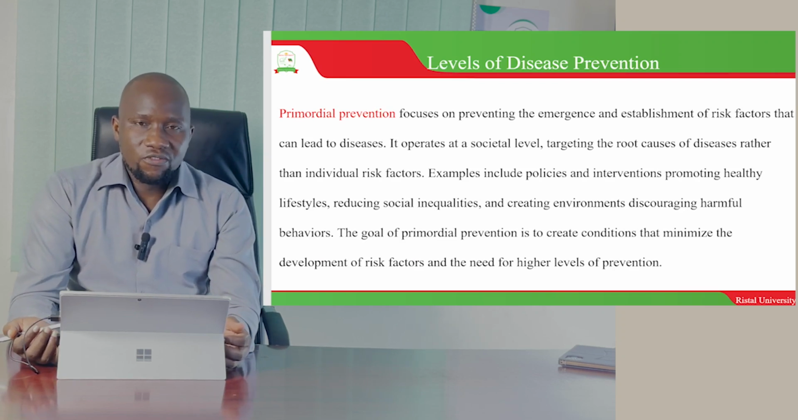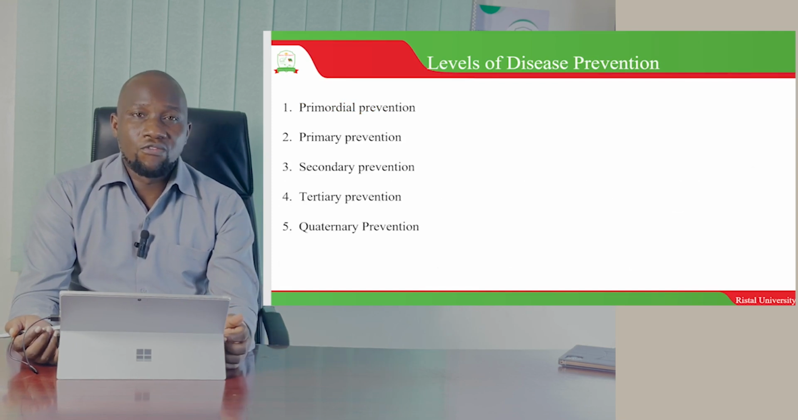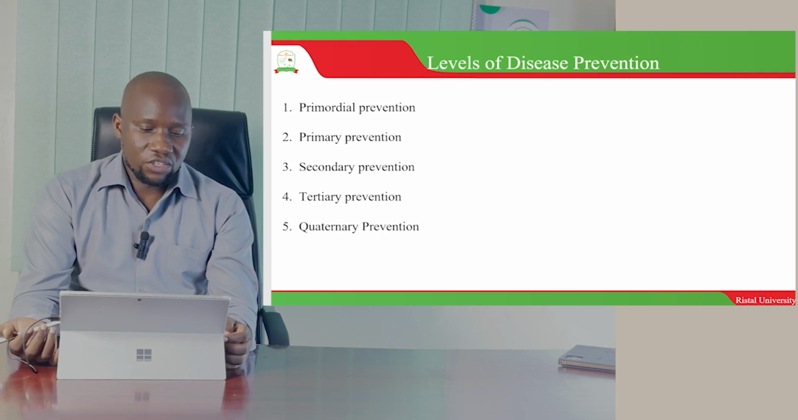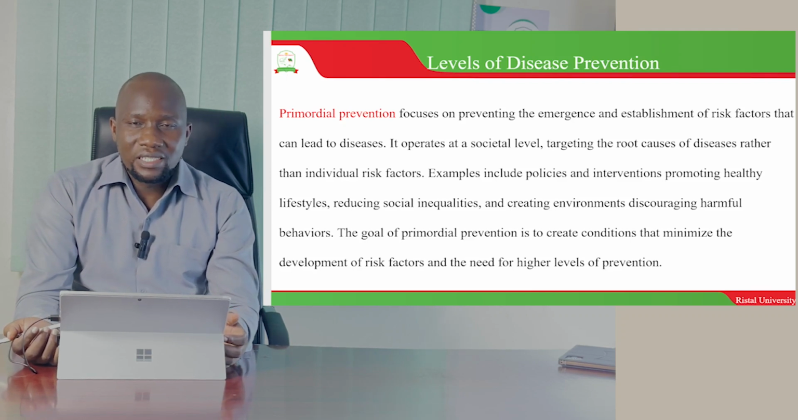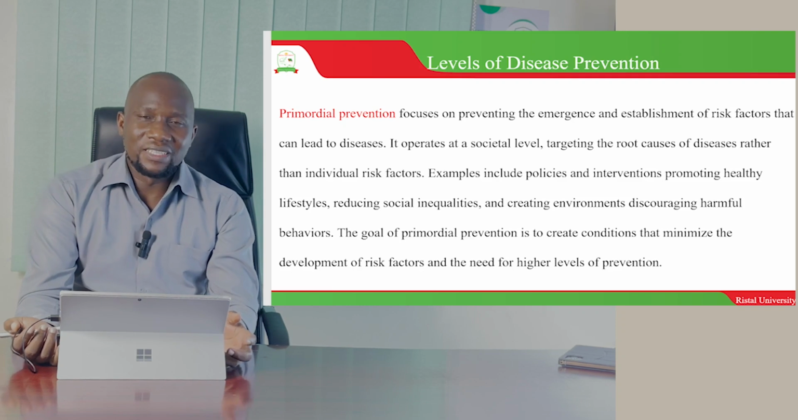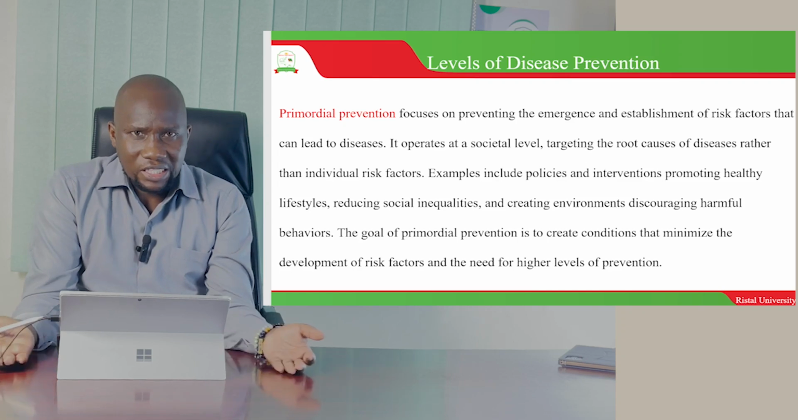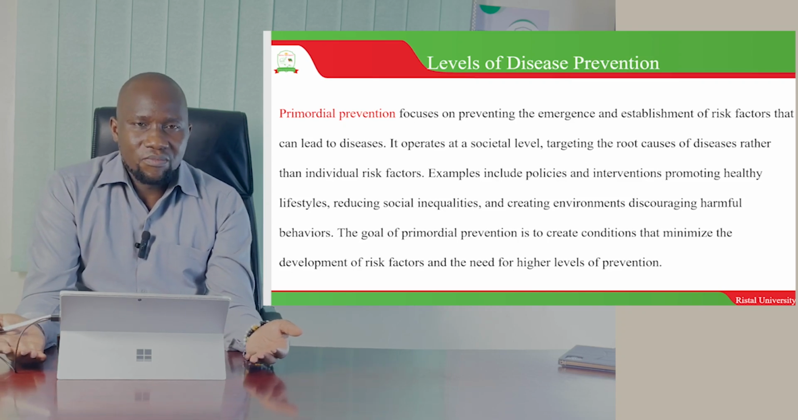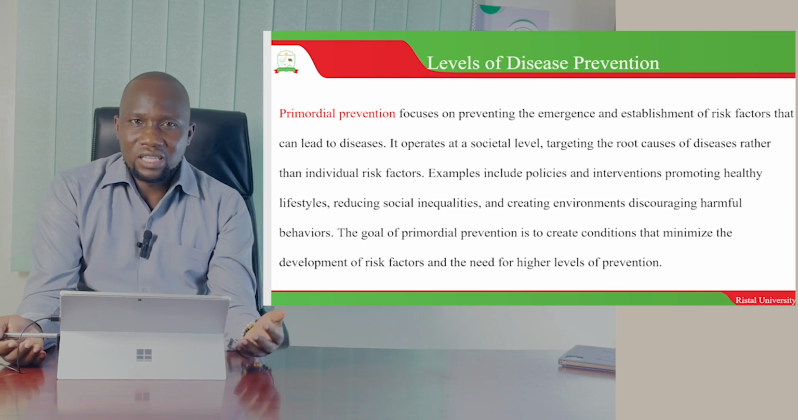Primordial prevention. Usually we talk about 3, but in this presentation we're talking about 5 levels of disease prevention. So we're starting with the primordial. We are saying that before the diseases actually emerge, there are risk factors that will always be there. So it is very important to address these root causes of diseases. Issues to do with poverty that I've just talked about. We need to make sure that people have access to the same opportunities. There is no marginalization, no poverty, and things like that.